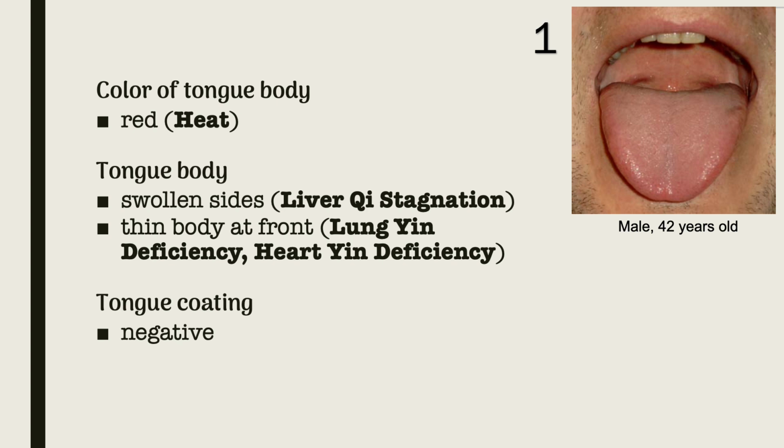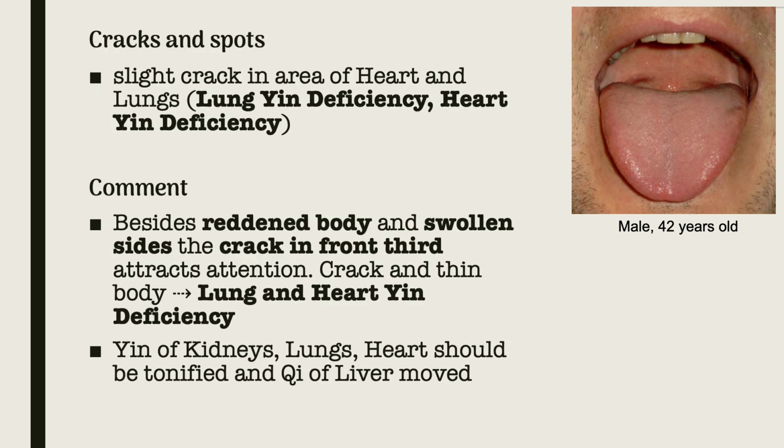The tongue coating is insignificant. A slight crack in the area of the heart and lungs indicates lung yin deficiency and heart yin deficiency. Besides the reddened body and swollen sides, the crack in the front third attracts attention. Crack and thin body indicate lung and heart yin deficiency. The yin of the kidneys, lungs, and heart should be tonified and the qi of the liver moved.